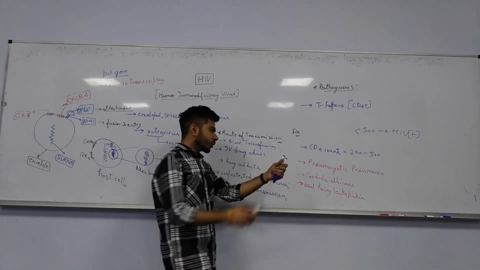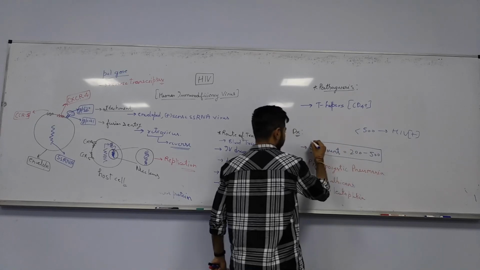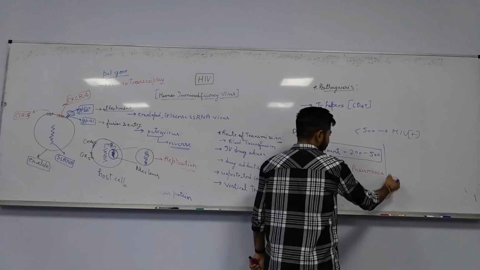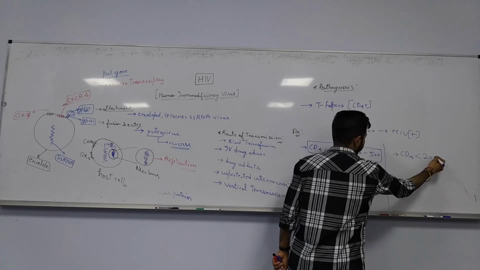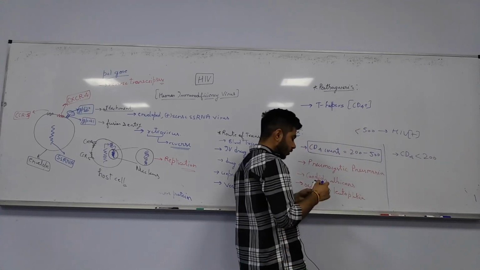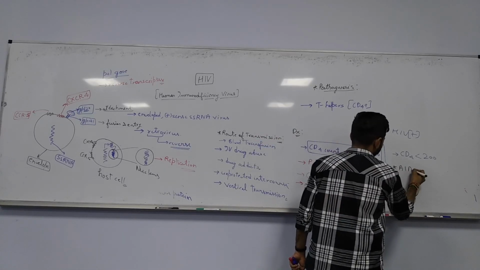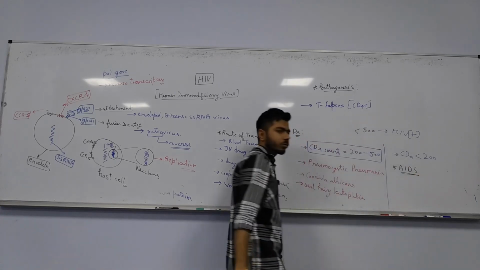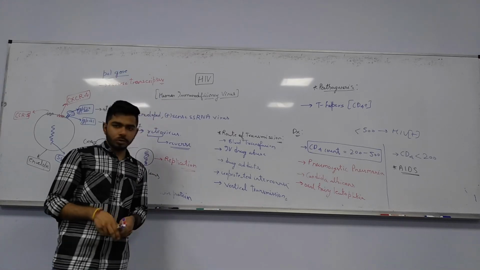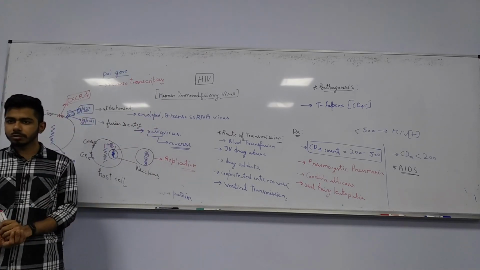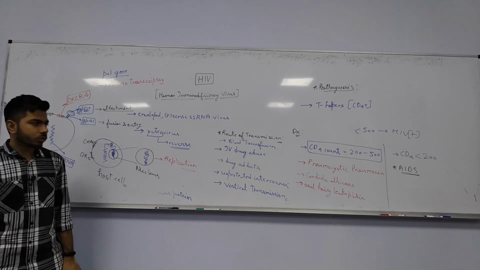So that is when the CD4 count is between 200 to 500. If the CD4 count is less than 200, then this person may have the acquired immunodeficiency syndrome. That is AIDS. So AIDS is the severe situation, where the CD4 counts are less than 200 actually. So that is the case over here.